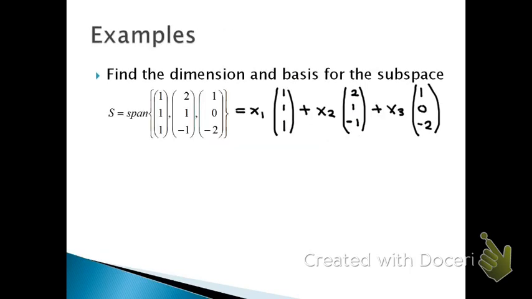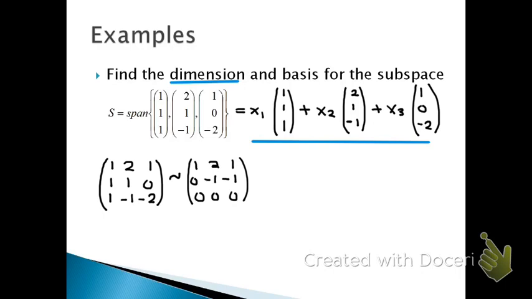In this example, we're going to find the dimension and basis for the subspace that we have here. This subspace is the span of these 3 vectors: (1, 1, 1), (2, 1, -1), and (1, 0, -2). We know that just means it's all the vectors that are linear combinations of these 3 vectors. We're going to start this problem by first finding a basis for this subspace. So we need to find whether or not this set of vectors is linearly independent. We know that it spans the subspace, but are they linearly independent?